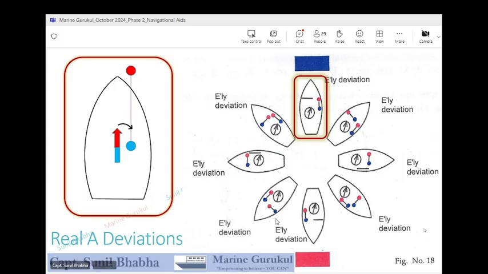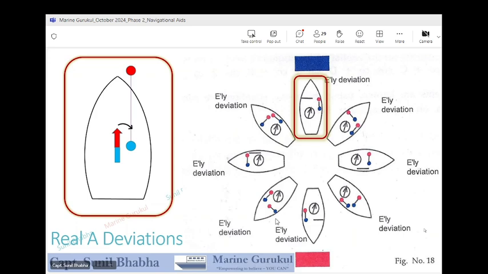Any doubts coming up to here, beta? So in this case, this forward and aft longitudinal is on the starboard side. If it was on the port side, then the deviation will be westerly. That's correct, beta. That's correct.